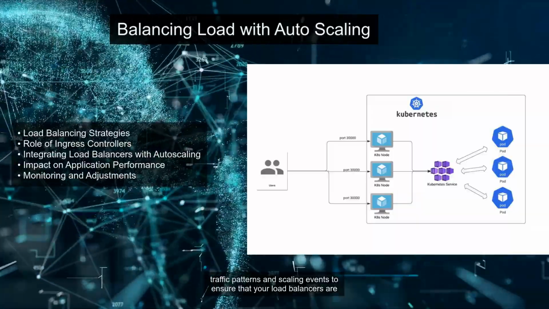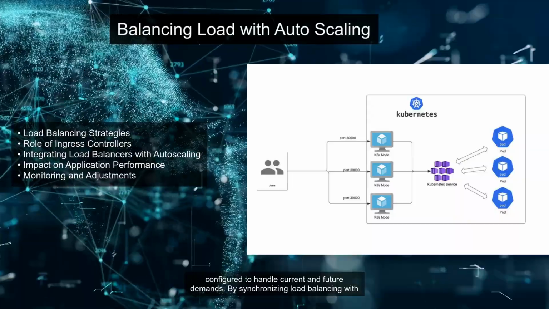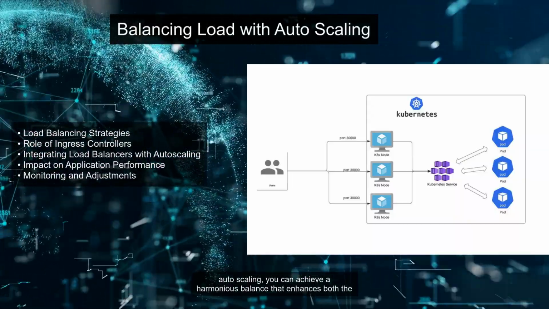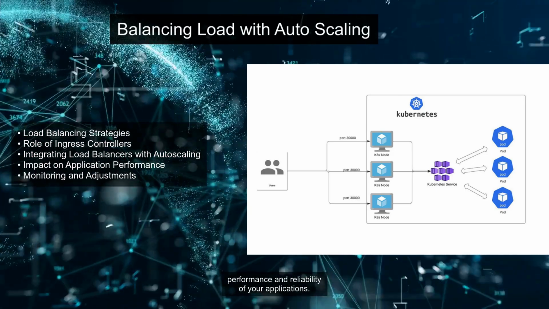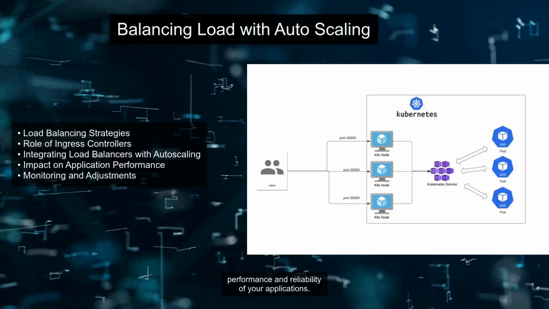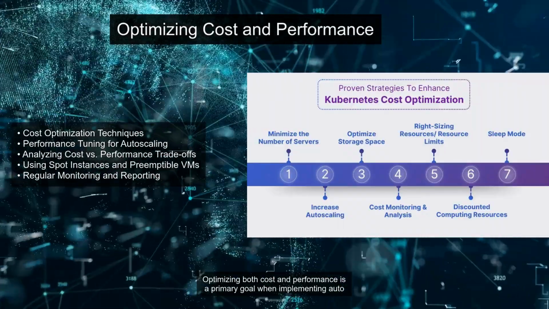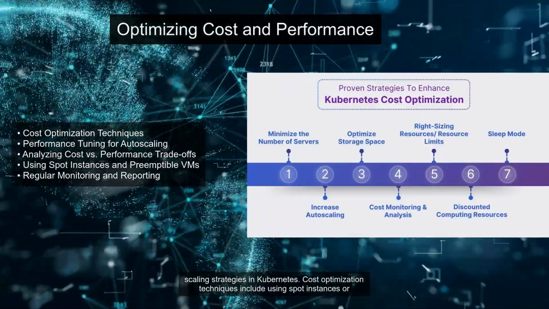This includes analyzing traffic patterns and scaling events to ensure that your load balancers are configured to handle current and future demands. By synchronizing load balancing with auto-scaling, you can achieve a harmonious balance that enhances both the performance and reliability of your applications. Optimizing both cost and performance is a primary goal when implementing auto-scaling strategies in Kubernetes.